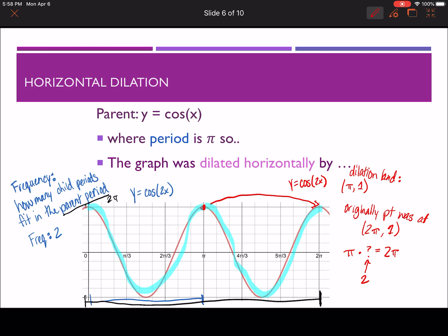You can think about it in either of these two methods. Either are fine. In some situations, some are more helpful than others. Either way, we find that our dilation is the same. It is a dilation factor of 2 via the frequency.